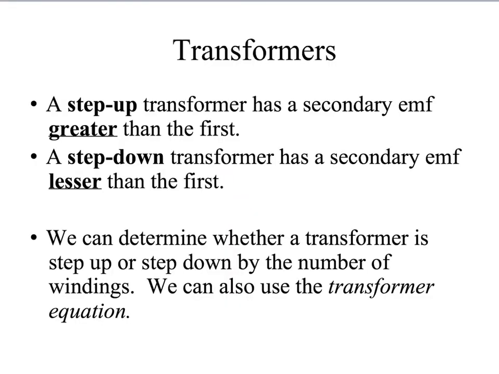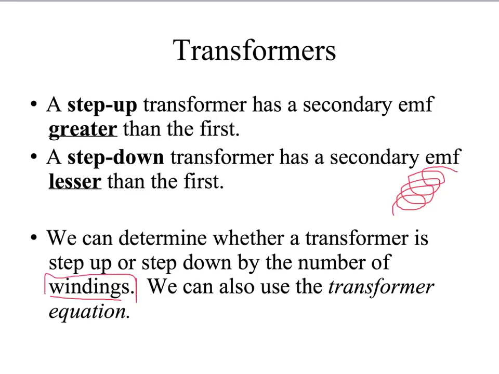So there are two types of transformers. We can have a step-up transformer, which has a secondary EMF or voltage greater than the first. And we can have a step-down transformer that does the opposite, and its secondary EMF is lesser than the first. The way that we determine whether it's step-up or step-down is by the number of windings. A winding means each coil of wire is one winding. So there's 1, 2, 3, 4, and so on. Each of those loops is a winding.